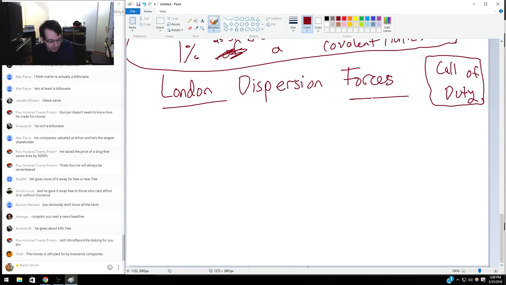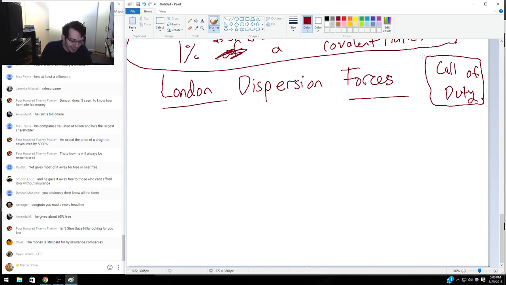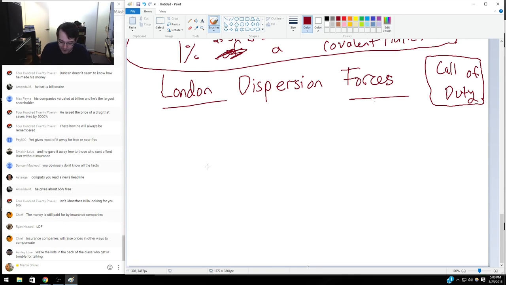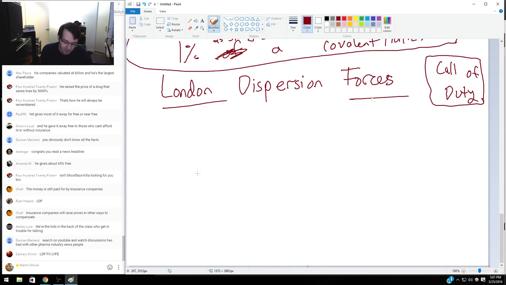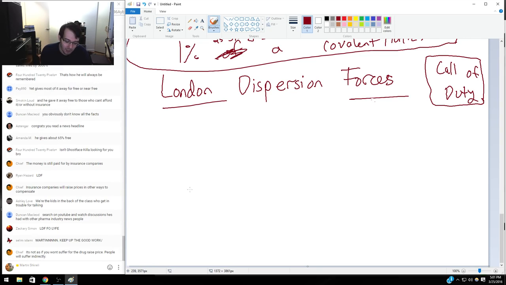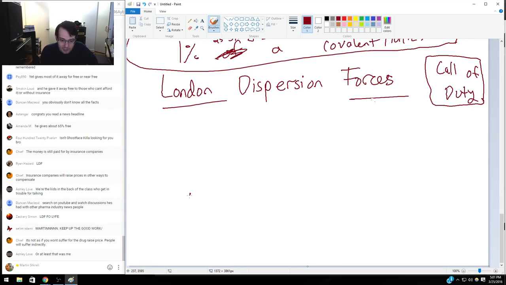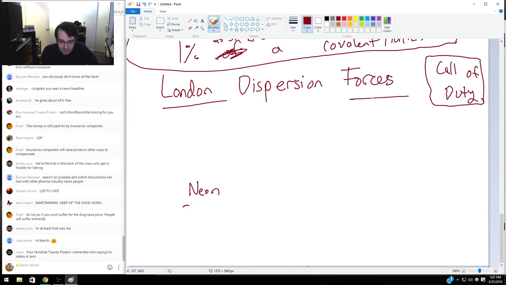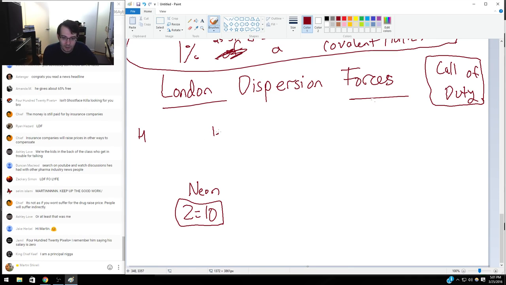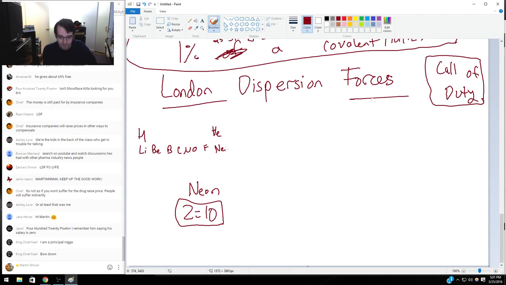let's talk about London Forces. This is an interesting force. This is kind of mysterious. Basically, it's this randomness that occurs in a molecule. Maybe the best way I can explain it is to pick a molecule like, I don't know, neon. Let's look at neon. Neon is the 10th Z number, right? Its atomic number is 10. It's the 10th one in a row. So we've got hydrogen, helium, lithium, beryllium, boron, carbon, nitrogen, oxygen, fluorine, and neon.